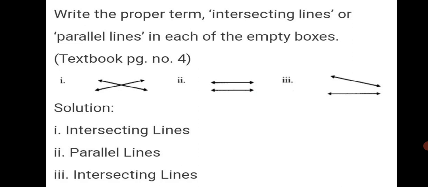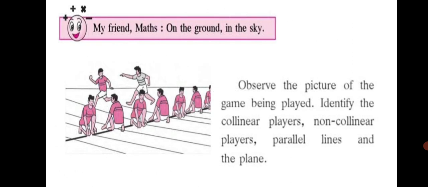They will not intersect. And the third figure, though they are not intersecting here, if you extend this line further and this further, they will intersect because they are not at equal distance from each other. That means the third figure is intersecting lines. So this way we learned about parallel lines and intersecting lines.